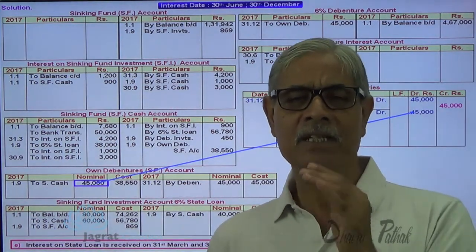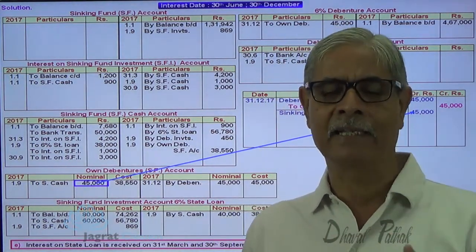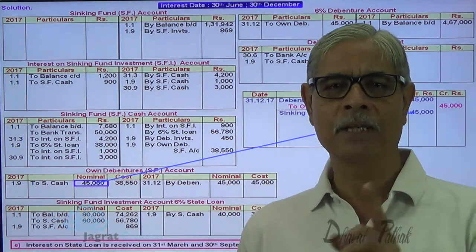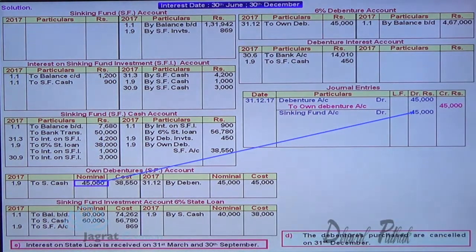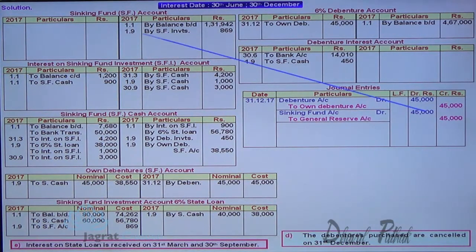These transactions just come out of understanding. They are not apparent in the sum. That's an important point to be noticed. So sinking fund account debit to general reserve account credit. So 45,000 transferred to general reserve.